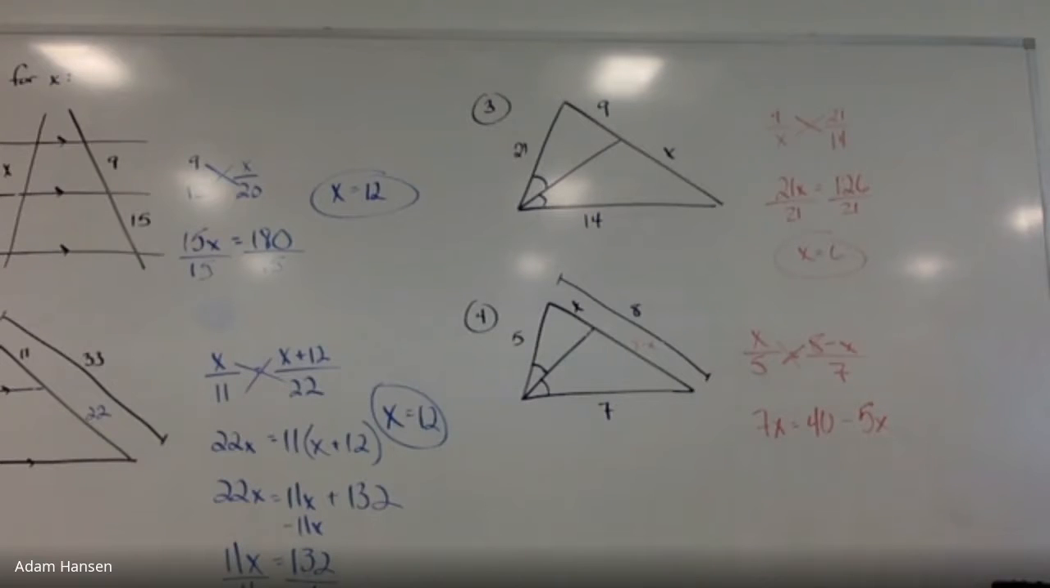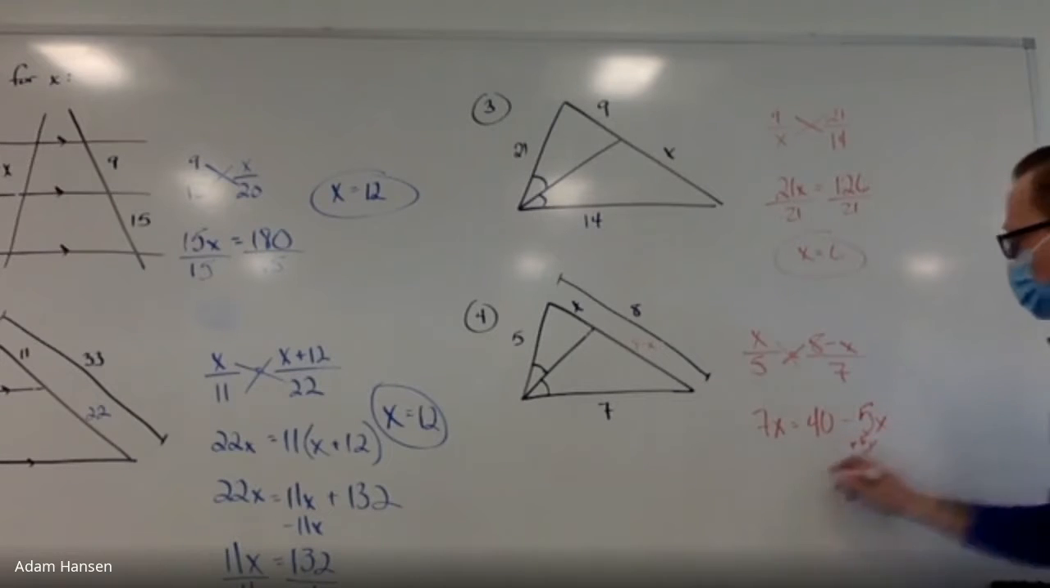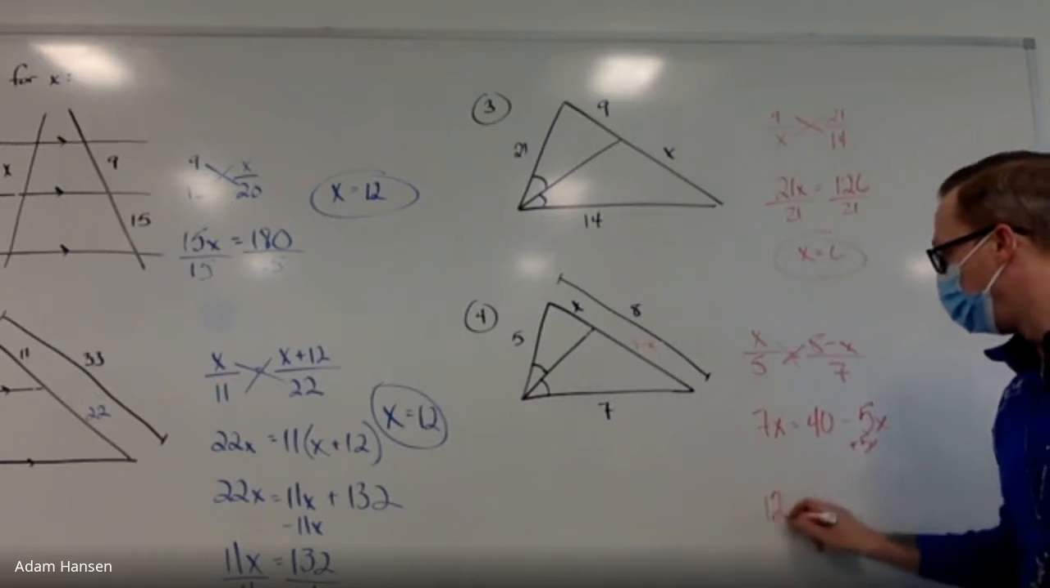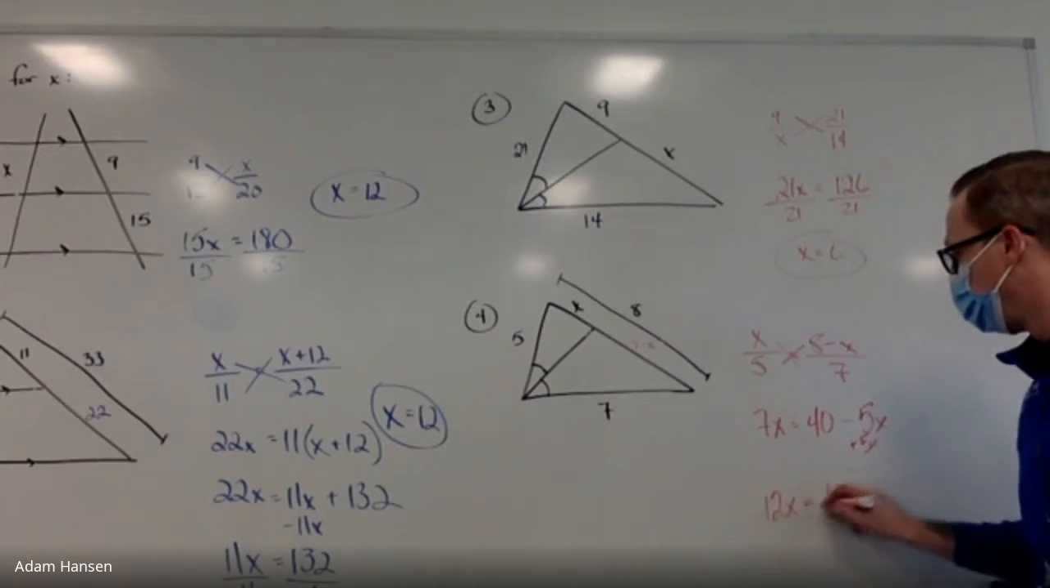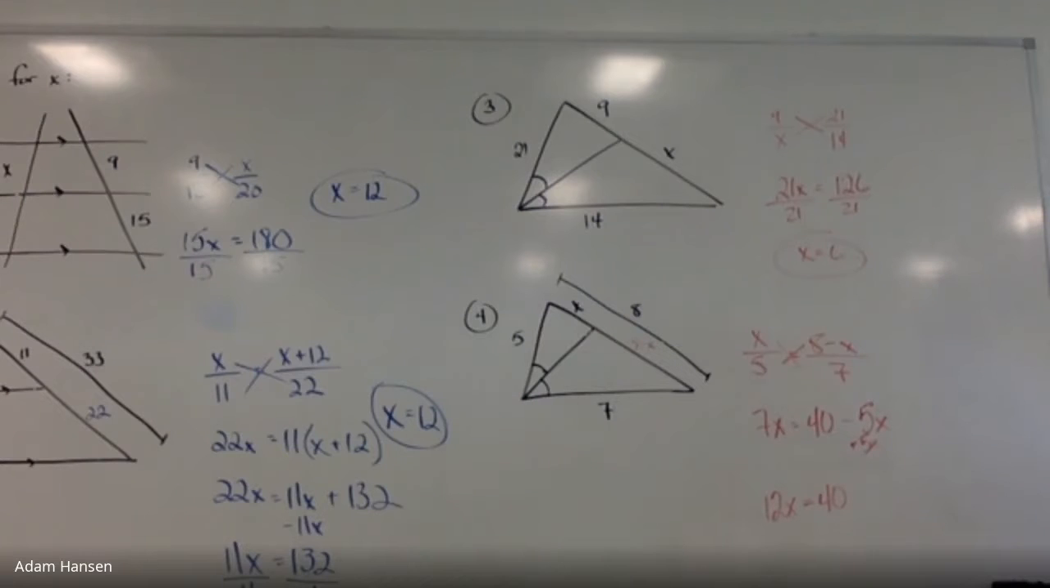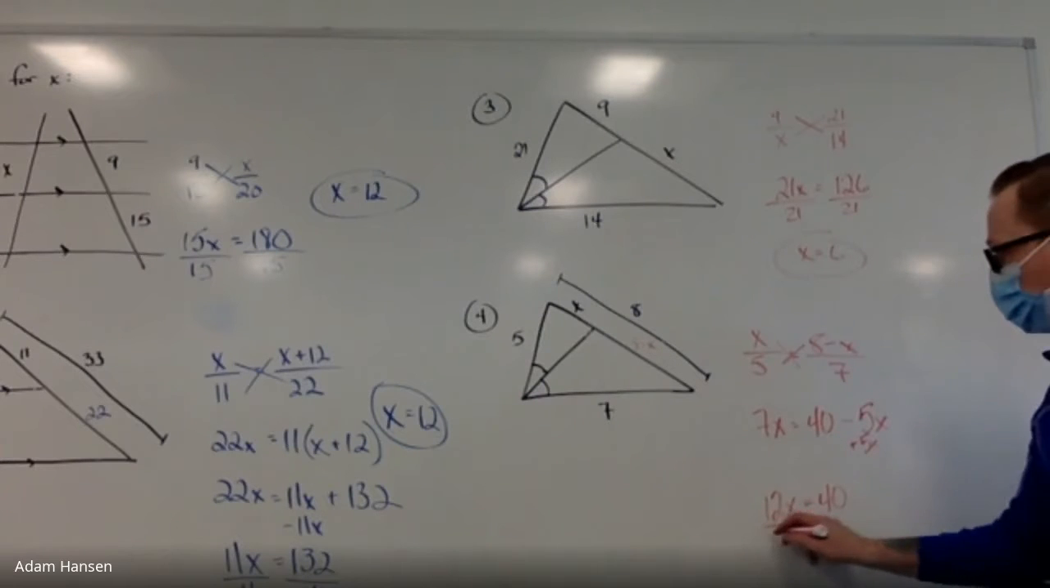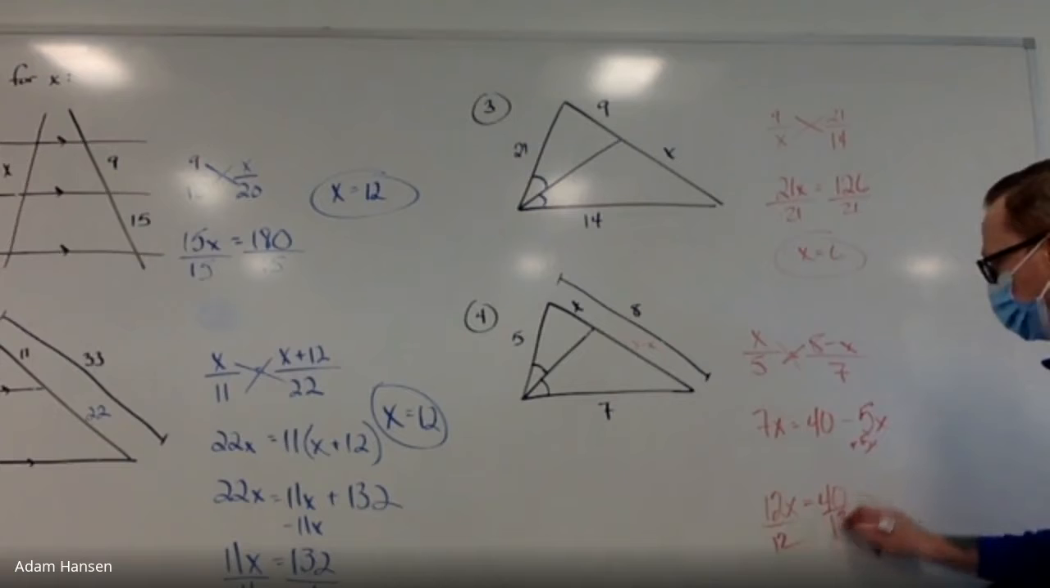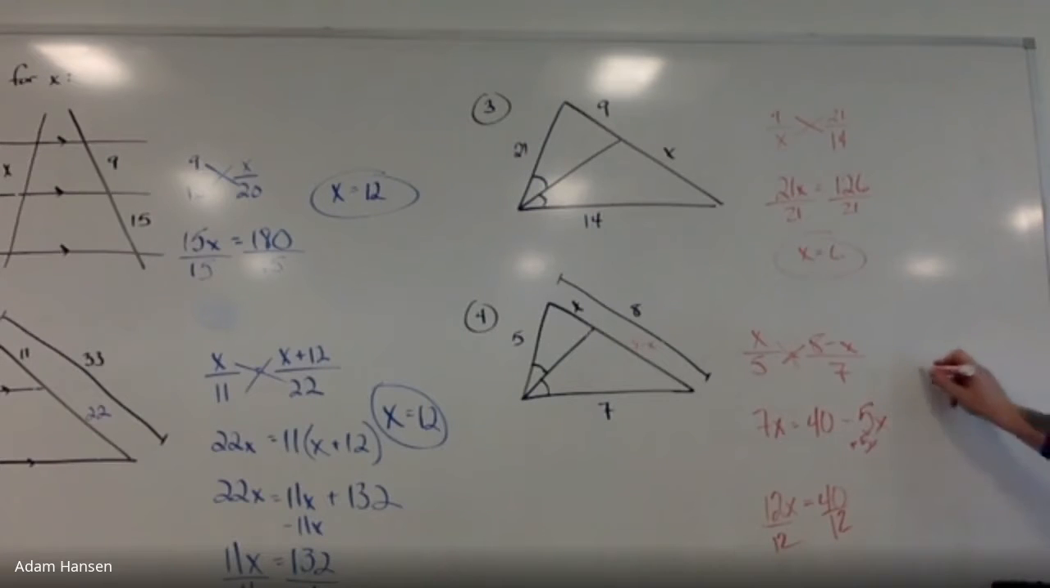What's next? Where'd you go from here, Annie? Add 5x on either side, I would agree with that. 7 and 5 make 12. What is 40 divided by 12? Let's see, I can reduce that down by 4. So 10 over 3. We're getting the third.